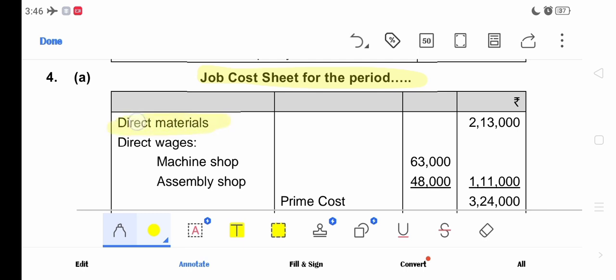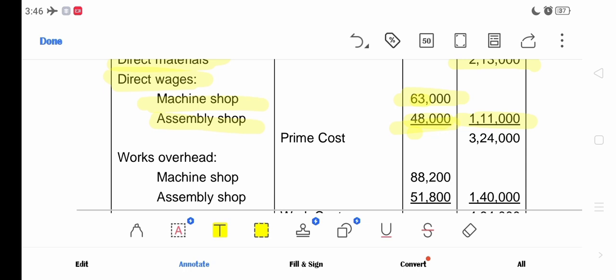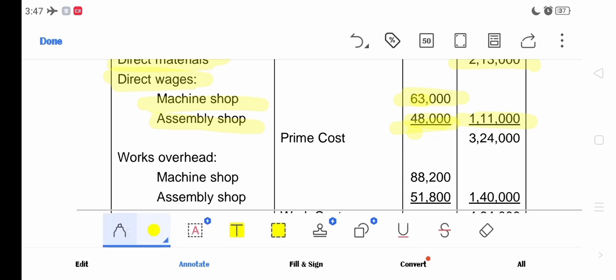Direct materials comes first. So direct materials they have given as 2 lakh 13, and direct wages, in direct wages only there are two things, that is machine shop and assembly shop. Individually they have given as this amount, 63,000 and 48,000. Together if we put this, the total comes to 1 lakh 11,000. So what is direct materials plus direct wages? There is also something called direct expenses, and if we add these three we'll get prime cost, but in this question there is no direct expenses. So directly direct materials plus direct wages, it is prime cost 3,24,000.